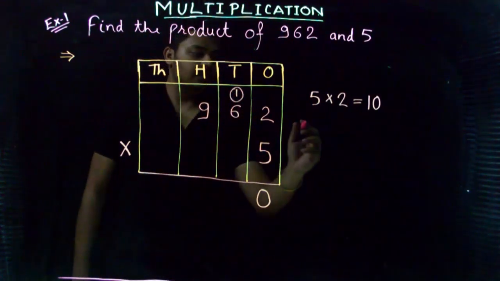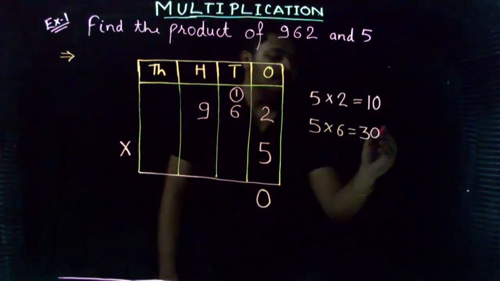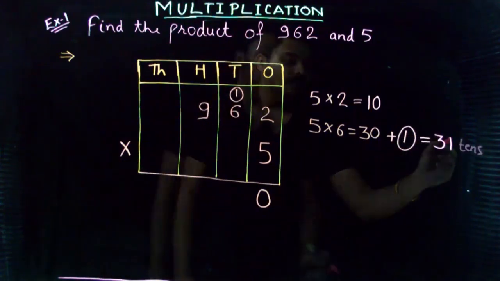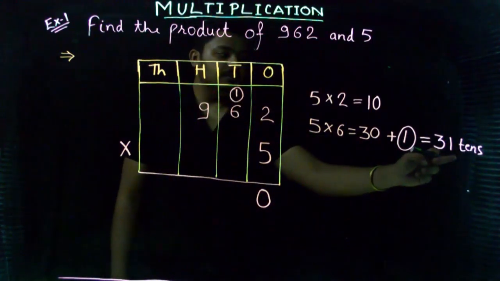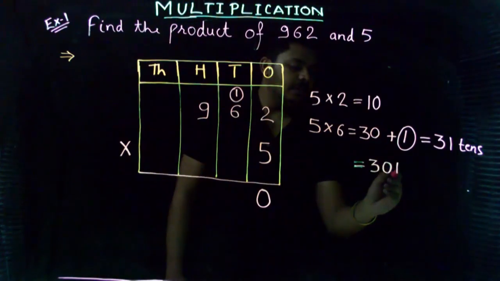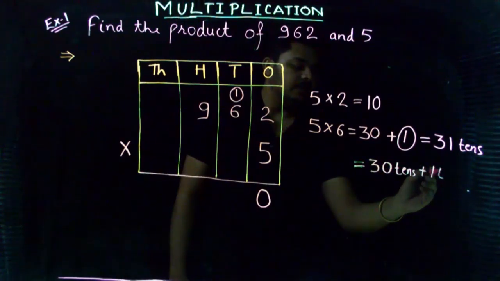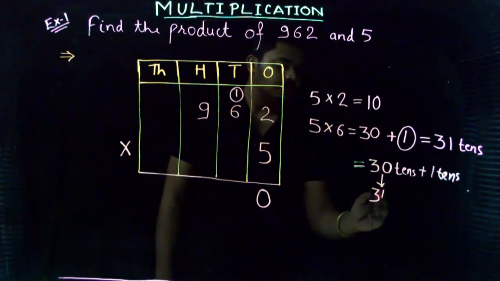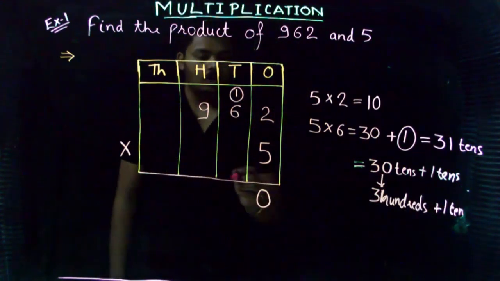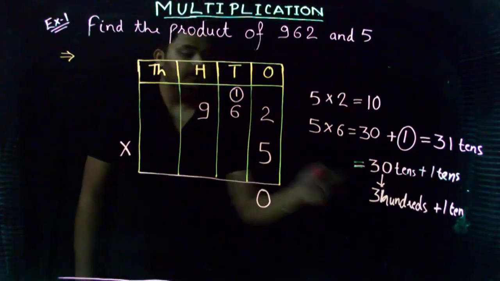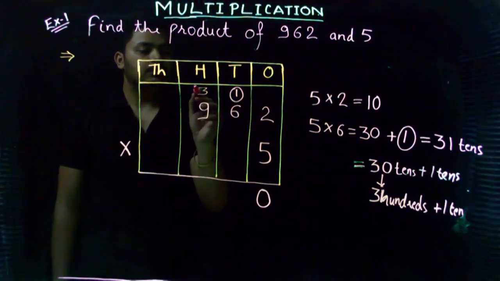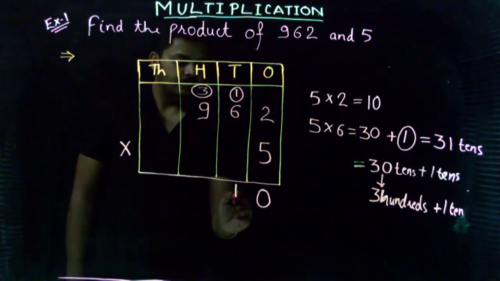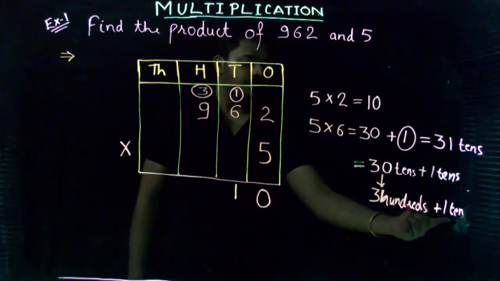Now 5 into 6, 30 plus 1 carryover. So now we have 31 tens. So we can write 30 tens plus 1 ten. Now 30 tens is equal to 300 plus 10. So 3 carries over to the hundreds place and we place 1 in the tens column.